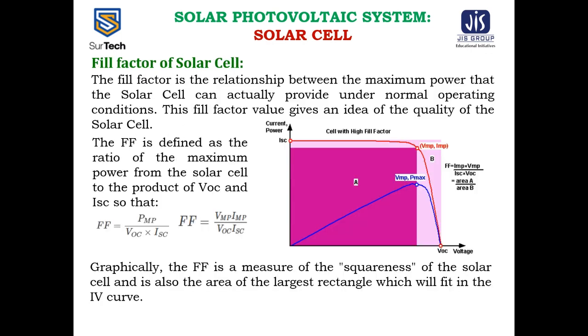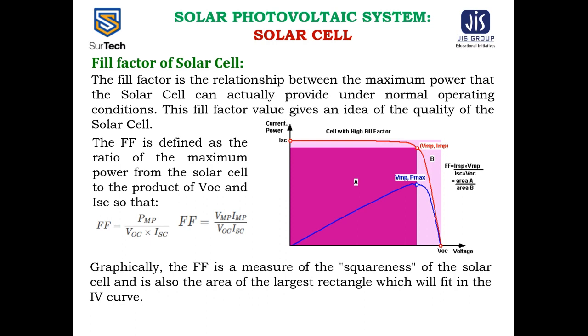Now come to the fill factor of the solar cell. The fill factor is the relationship between the maximum power that the solar cell can actually provide under the normal operating conditions. This fill factor value gives an idea of the quality of the solar cell. The fill factor is defined as the ratio of the maximum power from the solar cell to the product of VOC and ISC, so that we can write the fill factor is equal to PMP, the maximum power, by VOC multiplied by ISC. So we can write the fill factor is equal to VMP IMP by VOC ISC.